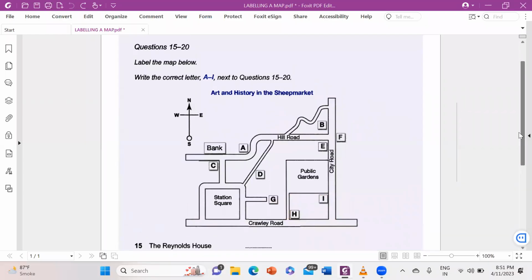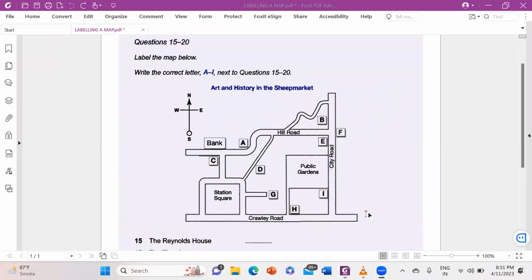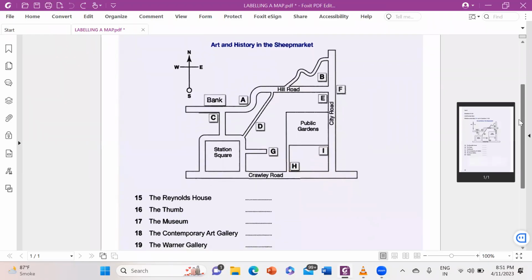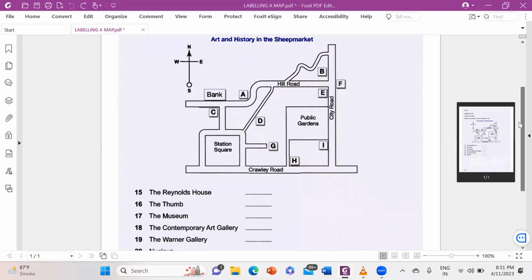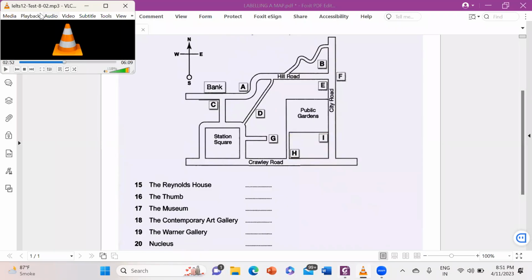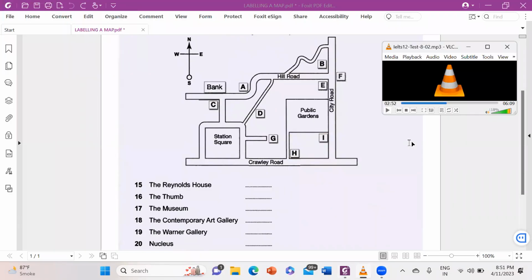Perfect. So guys, now I'm going to play the audio. And I want you to listen and find the answers carefully. Note down if possible. All right. So here we go.